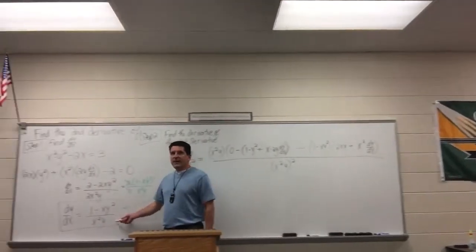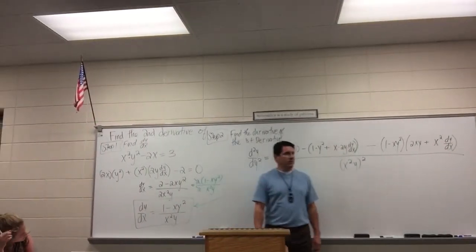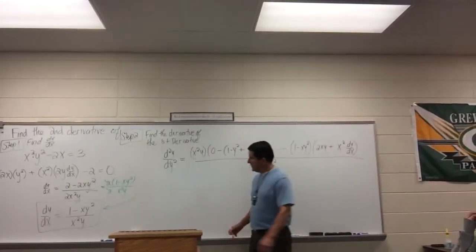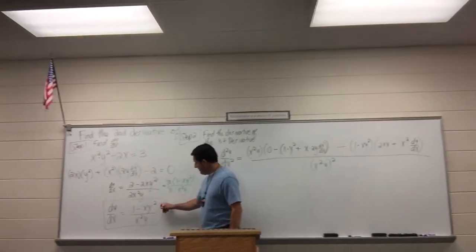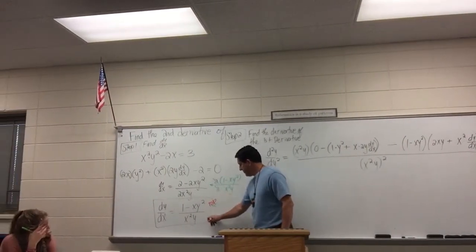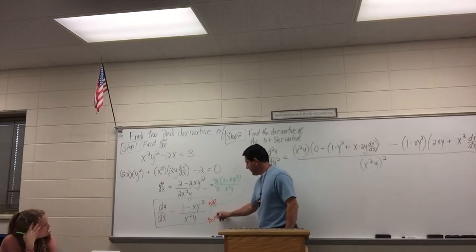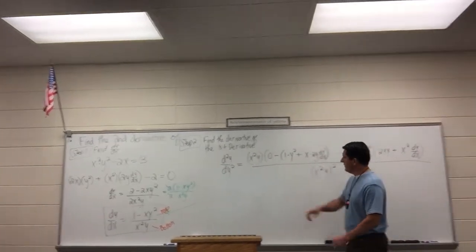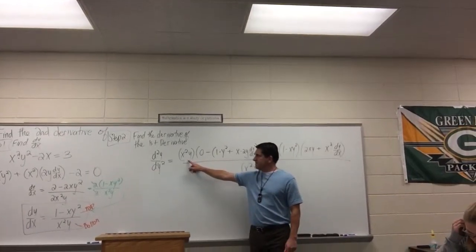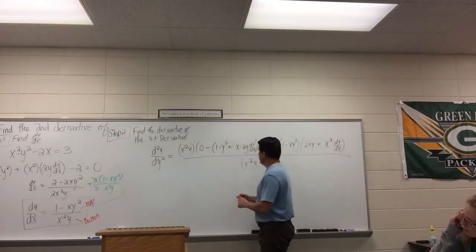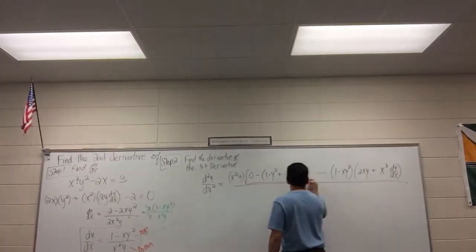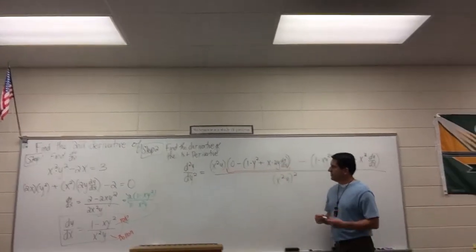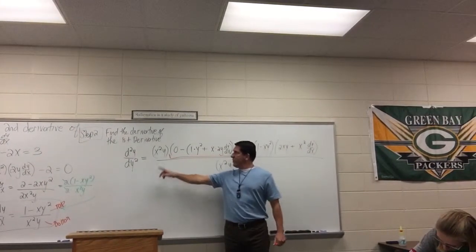We're finding the derivative of this, so we have to use the quotient rule. We recognize that we have a top function and a bottom function. So when I talk about top and bottom, that's what I'm talking about. Quotient rule says it's the bottom times the derivative of the top. The derivative of the 1 is 0.